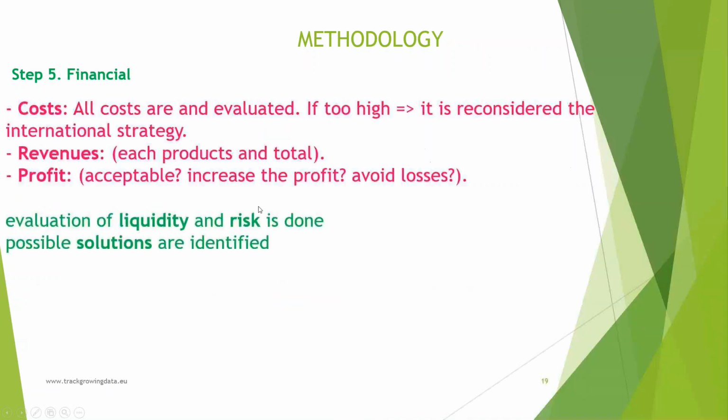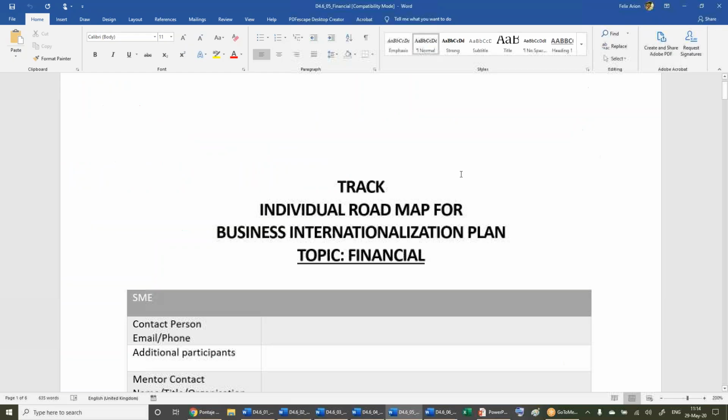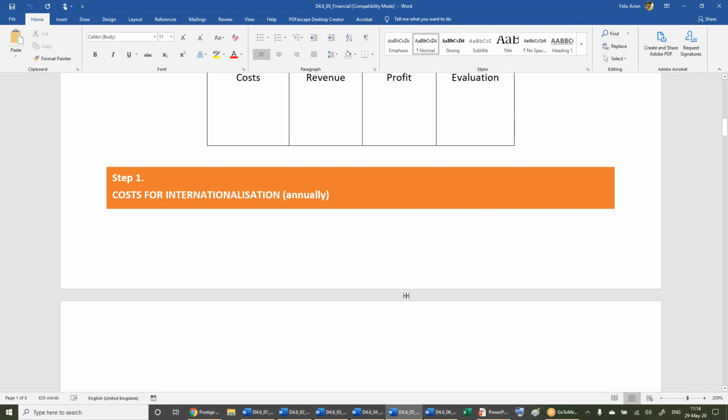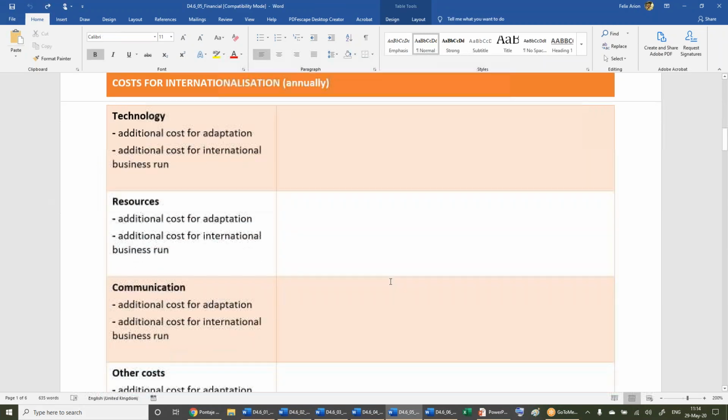Financial. Well, this is about money, and being about money, we look at the money to see if it is too expensive or not. We try to understand if it's possible to have revenues and how much, and we look at the profit to see if it's good or bad from that point of view, and which are the solutions for increasing the profit and avoiding or reducing the losses. So there are also only 4 steps.